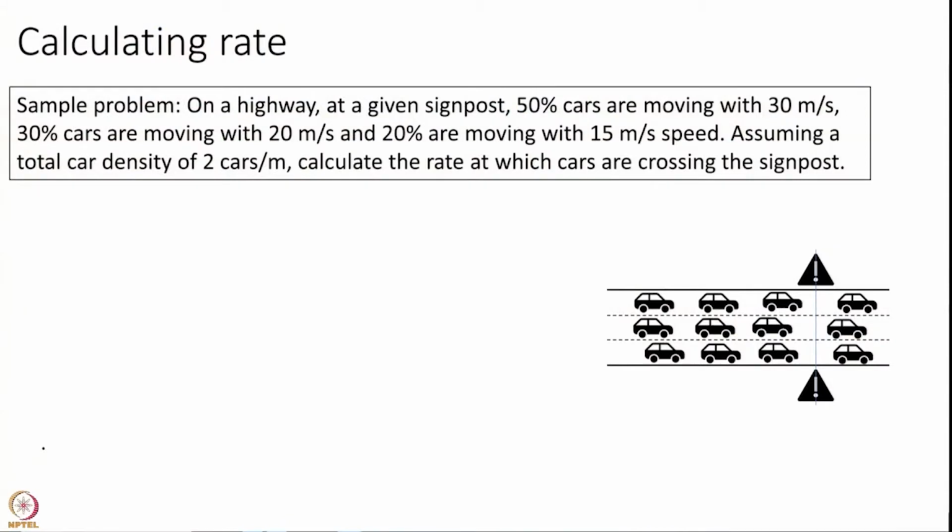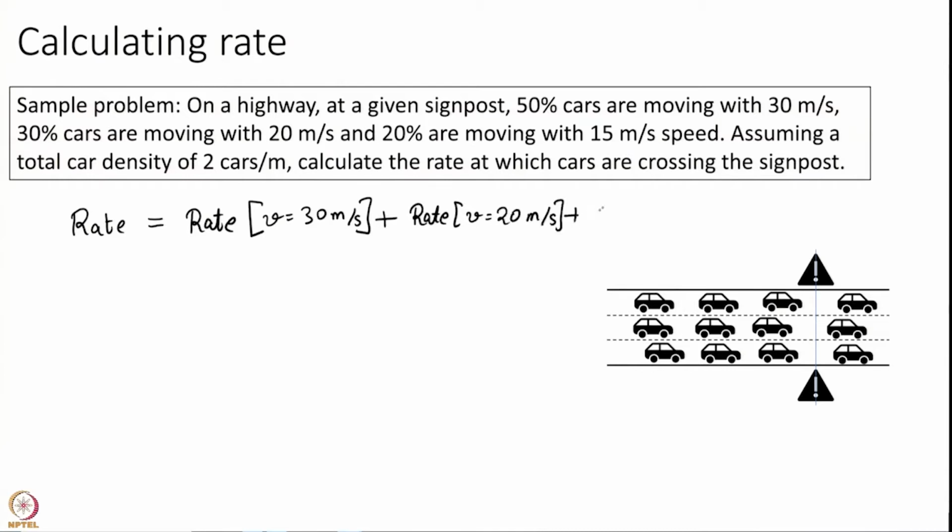So we are going to divide this problem. The total rate will be the rate at which cars moving with speed equal to 30 meters per second, plus the rate of cars travelling with 20 meters per second, plus the rate of cars travelling with 15 meters per second. So what I will do is find these 3 individual rates. Let us focus on the rate at 30 meters per second.